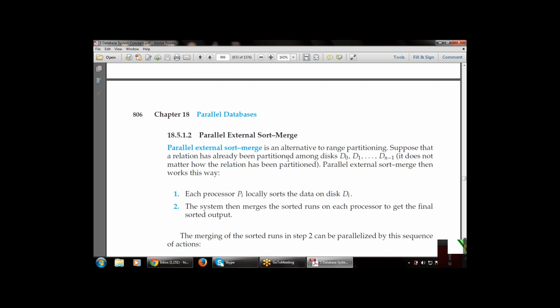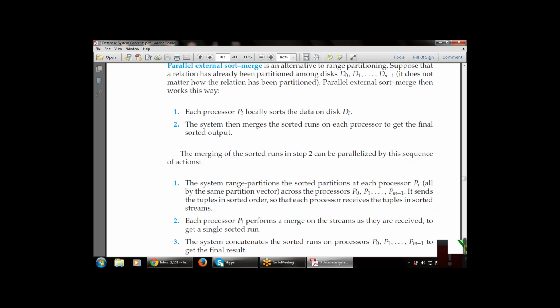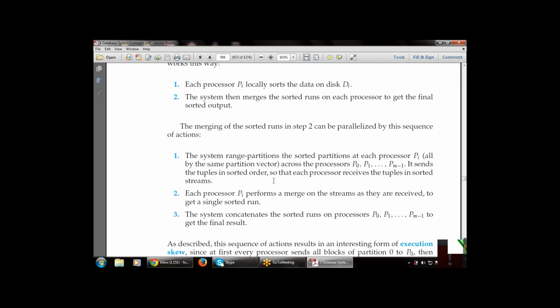Each processor Pi locally sorts the data on its disk Di. The system then merges the sorted runs on each processor to get the final sorted output. Whenever we merge the various runs, a sequence of actions is used. The system range partitions the sorted partitions at each processor Pi across the processors P0, P1, up to Pm minus 1.